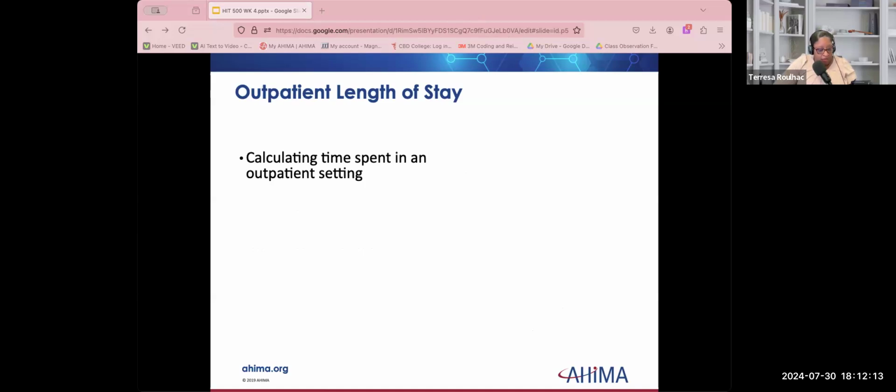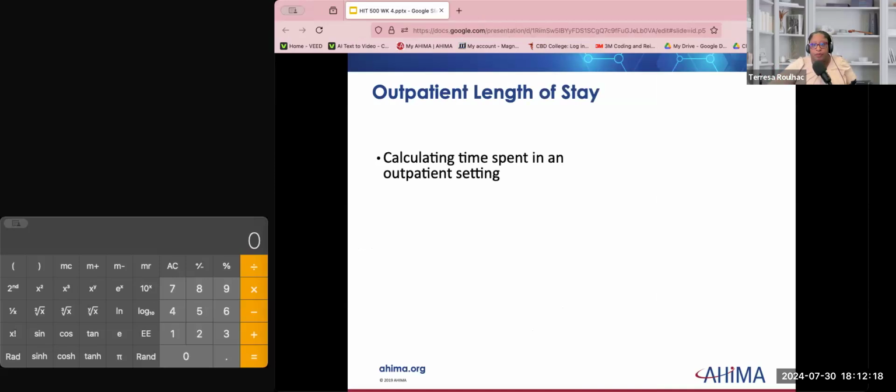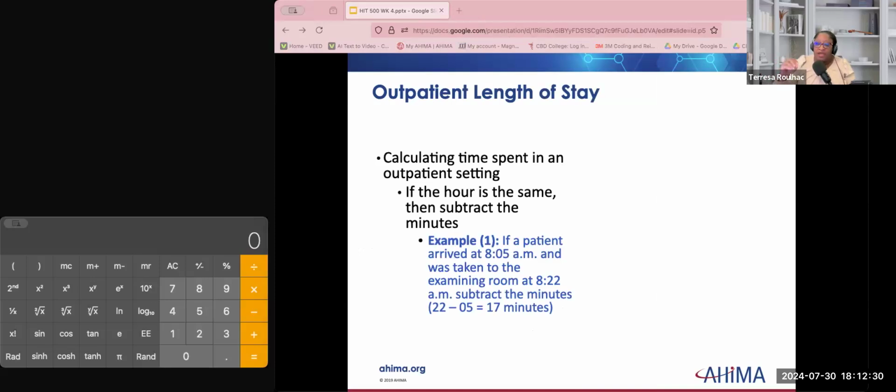Let's see if it'll let me do it. Okay, boom. All right. Now, here is our example. If the hour is the same, then you're subtracting minutes, okay? If a patient arrived at 8:05 a.m. and was taken to the exam room at 8:22 a.m., we subtract the minutes. This one's pretty easy, right?